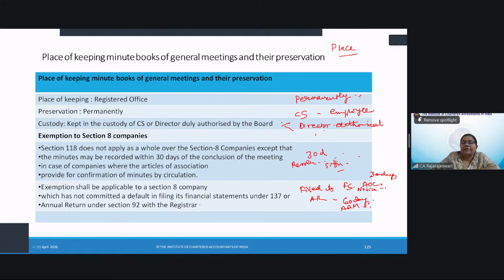So it should not have committed a default. For that, this exemption is available. The Section 8 company would not have committed a default in filing AOC 4 and annual return, accounts and annual return. That is the rule.